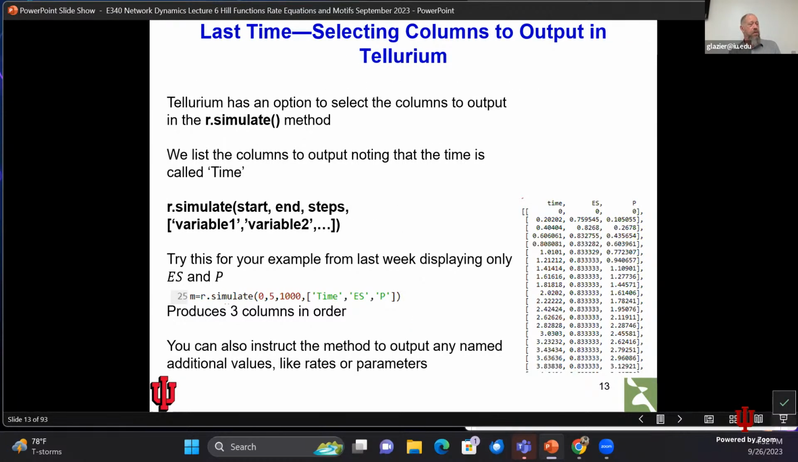So last time I want to remind you of a few of the things we covered. The first one was simply that we could create a list of the columns we wanted to output in our simulate function. In r.simulate, after the end of start, end, steps, we can make a list of the variables that we want to have output. There's a reserved word time, and then any of the variable names that we want to use. And in particular, if we have named rates, those can also be output. So that can be quite convenient.